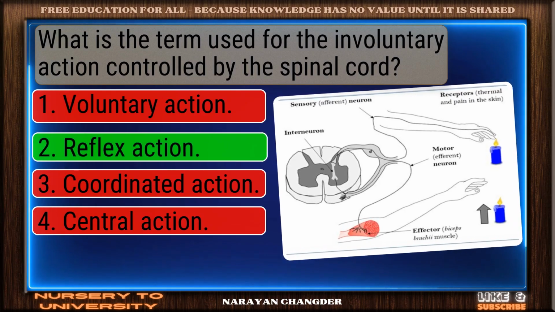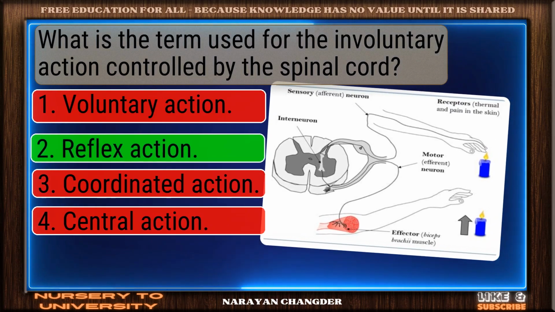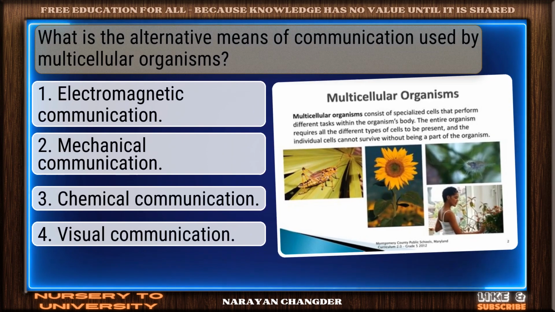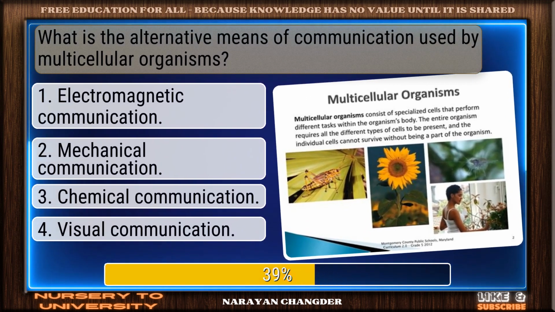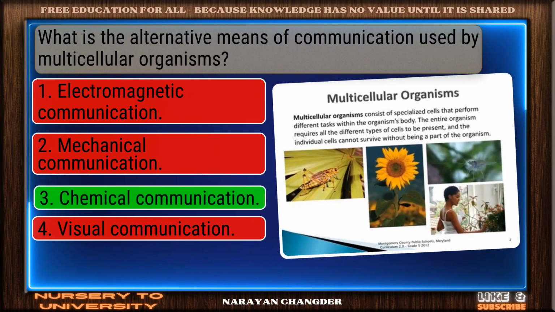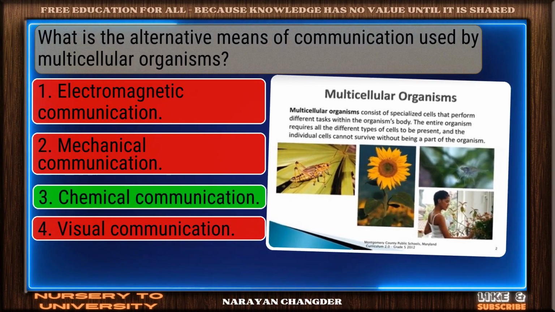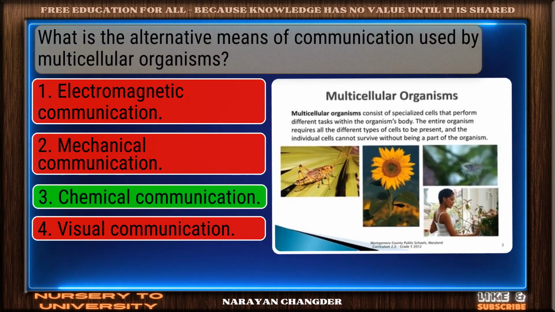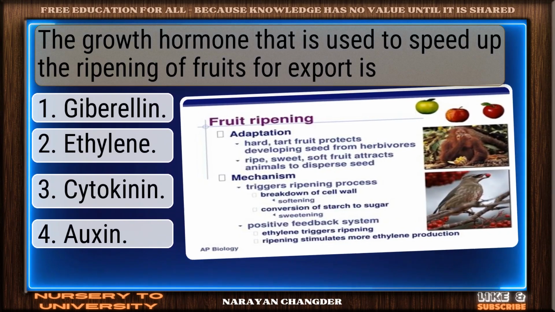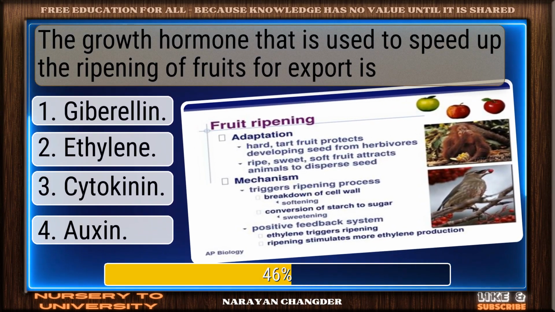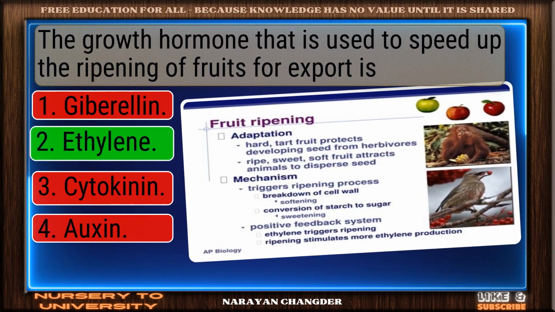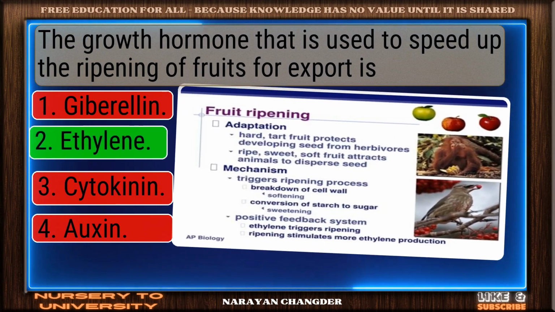On track. Reflex action is correct. What is the alternative means of communication used by multicellular organisms? Well picked. Chemical communication is correct. The growth hormone that is used to speed up the ripening of fruits for export is... correct. Ethylene is spot on.